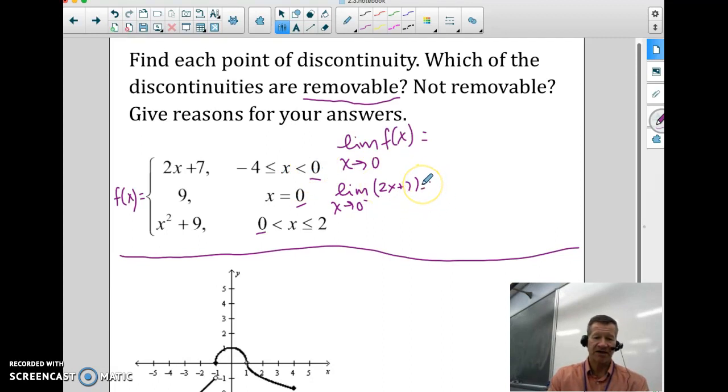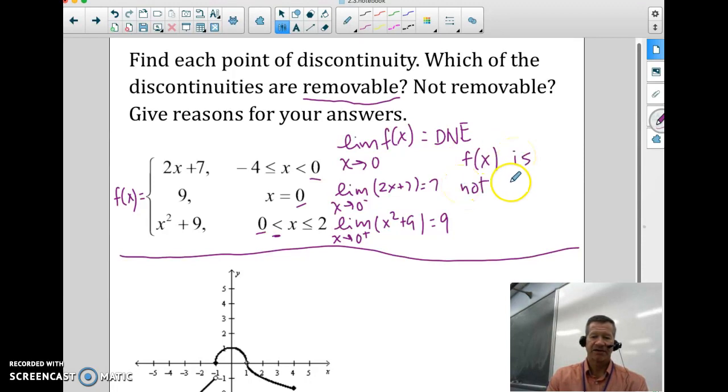So substituting 0, I get 7. Now, to find the limit of the function as x approaches 0 from the right, I use x squared plus 9. Why, you ask? Because that's the function that's graphed to the right of 0. So if I put 0 in there, I get 9. Well, clearly those are not the same, so this limit does not exist, and therefore this function is discontinuous at 0.